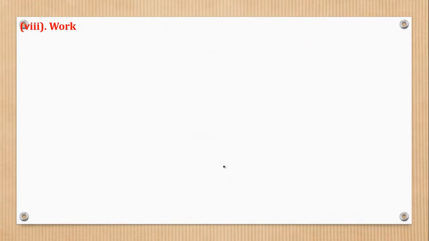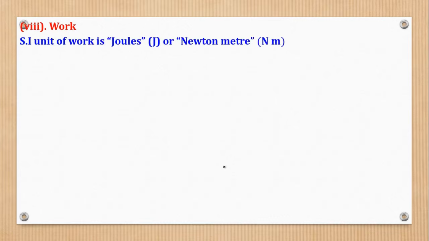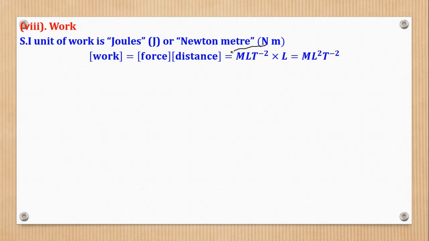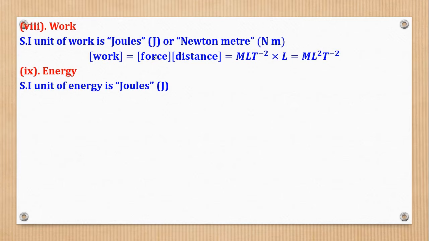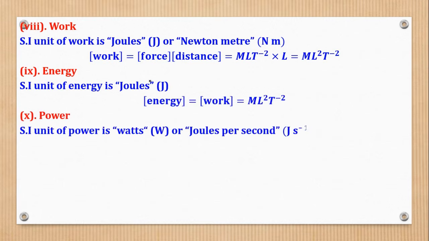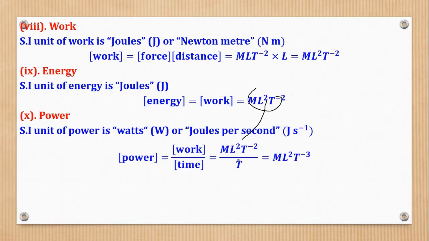Then we shall also look at work. So work, the SI unit is Joule or Newton meter, and the dimension of Newton is this, and meter is capital L, to give you that. Then energy, it is the same thing because all are joules, so the SI unit will be the same, so the dimension will be the same. Then power is work done over time, so it will be work done, which is this, and over time, which is T, to give you this.